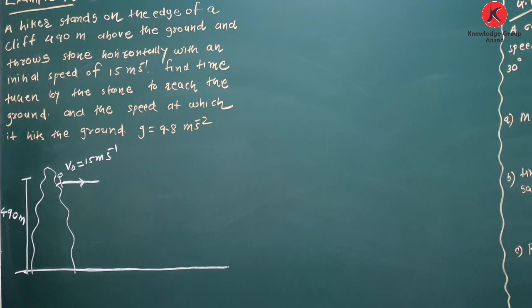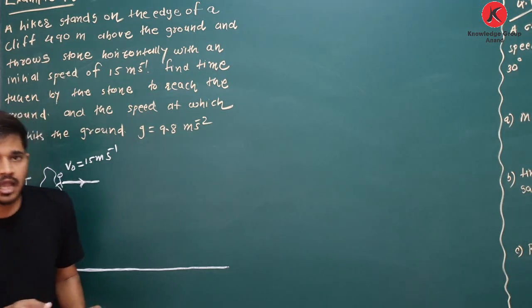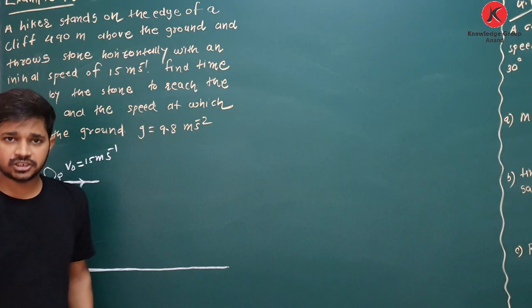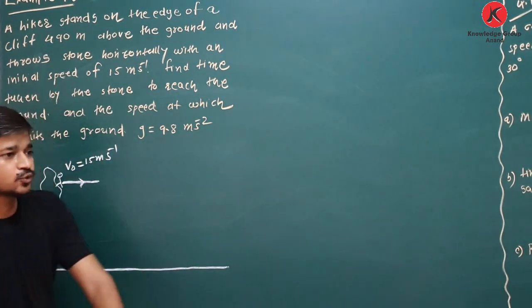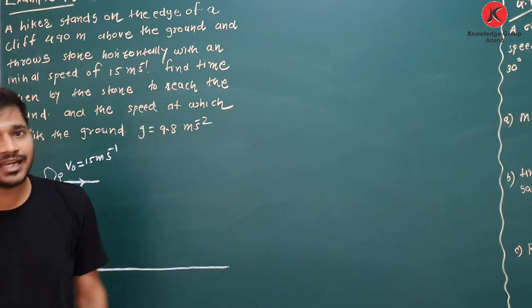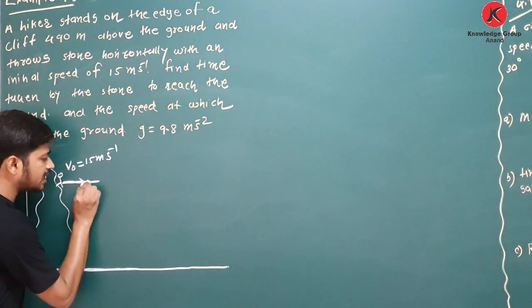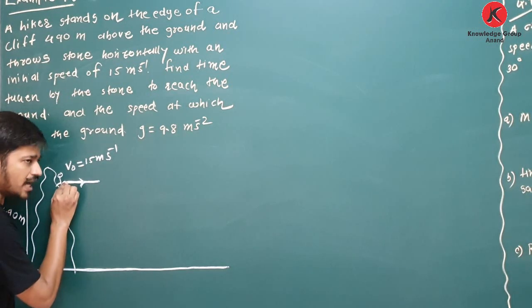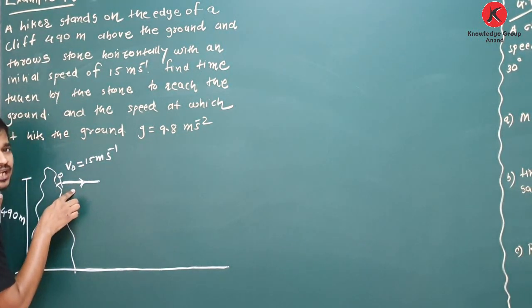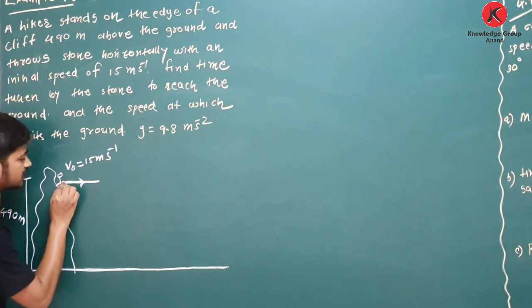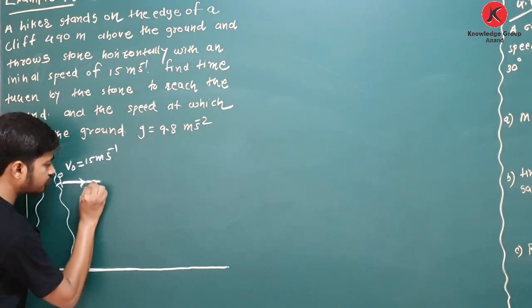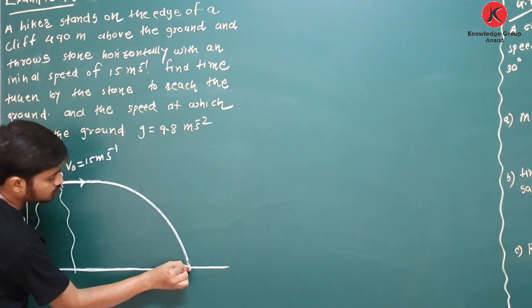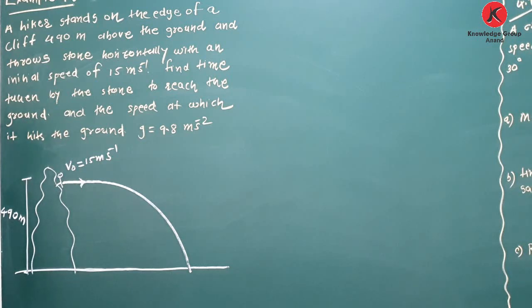Now see here. If you throw any object in the horizontal direction, observe its path. As we throw, we are giving some kinetic energy, so initially it will move in the horizontal direction. But this object is under two individual motions: one horizontal, and gravitational acceleration, which is always in the downward direction. So its path will be like this. Clear? That is parabolic.